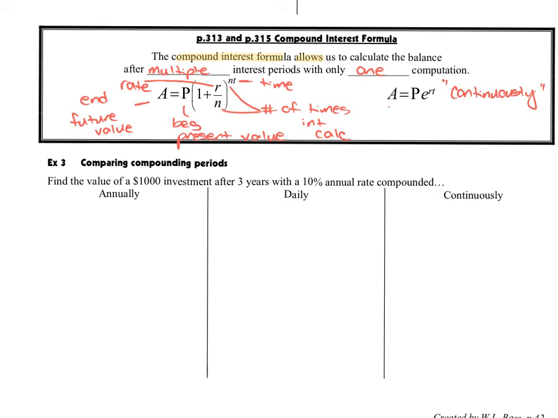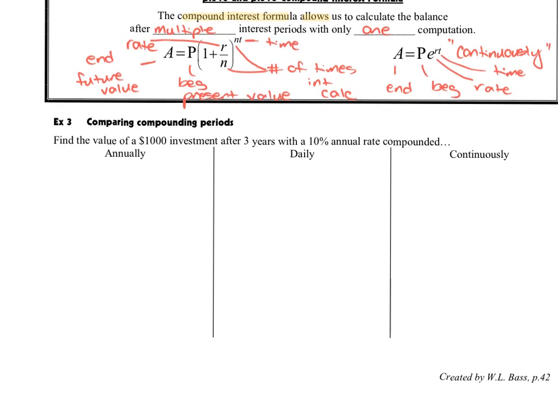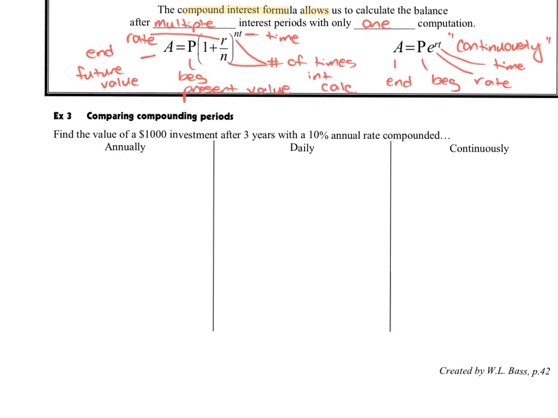A is still our ending amount, or that future value. P is still the beginning amount, or the present value. R is still going to be our rate, and T is still going to be our time. Okay, so let's just jump into some of these. We're going to get them set up, then I'll pause the video for you to try it in your calculator, and then we'll compare our answers.